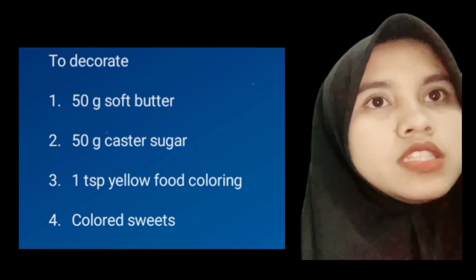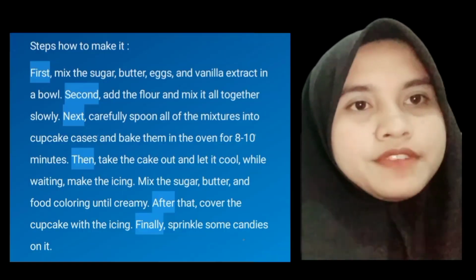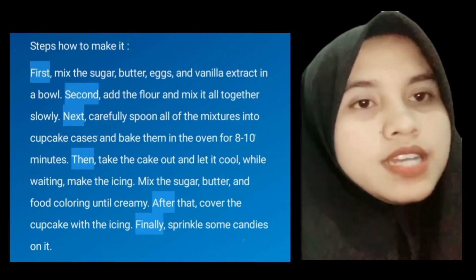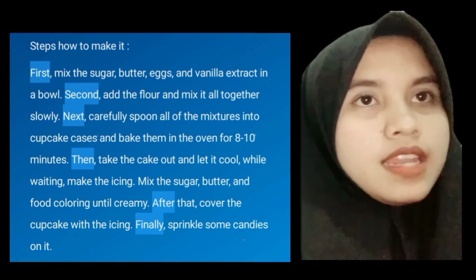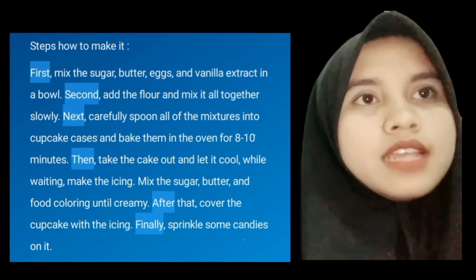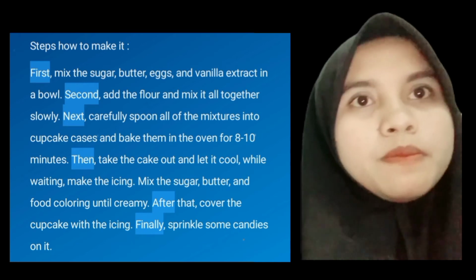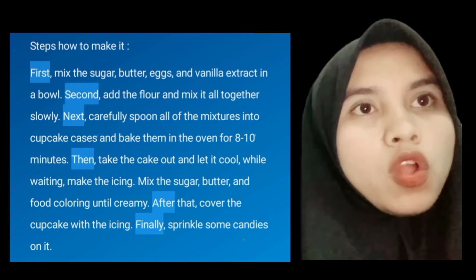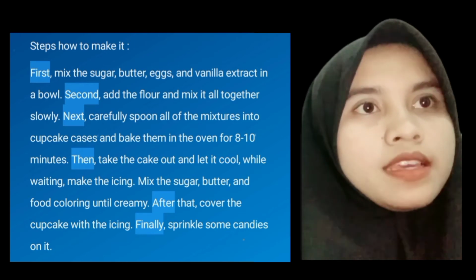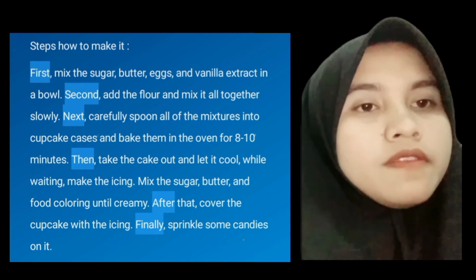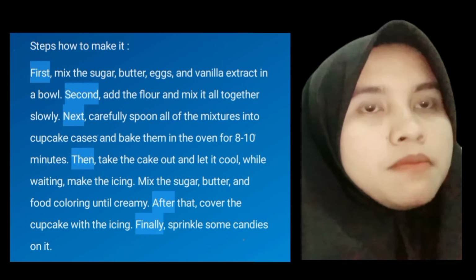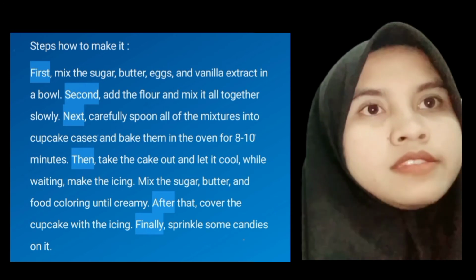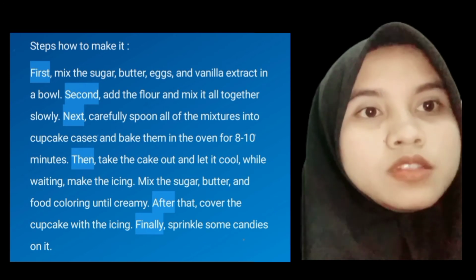And to decorate it, we need 50 grams of butter, 50 grams Chester sugar, 1 teaspoon yellow food coloring, and also colored sweets. The steps to make it are: first, mix the sugar, butter, eggs, and vanilla extract in a bowl. Second, add the flour and mix it all together slowly. Next, carefully spoon all of the mixture into a cupcake case and bake them in the oven for 8 to 10 minutes. Then, take the cake out and let it cool.